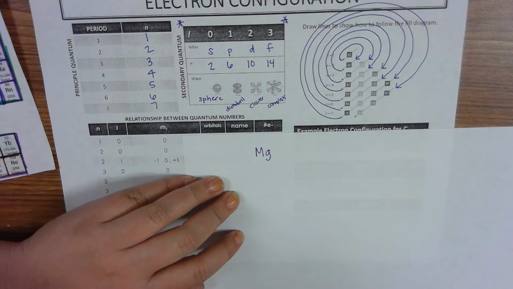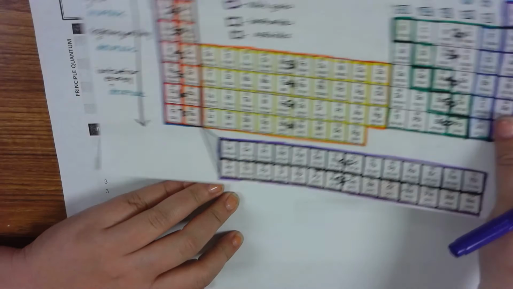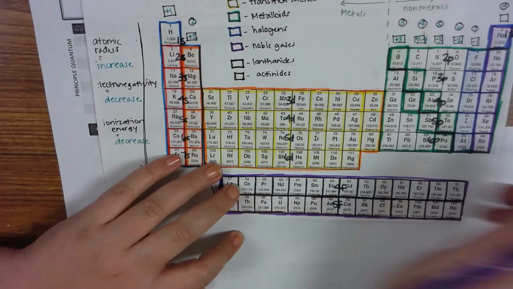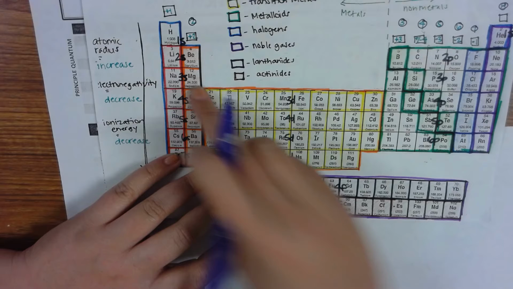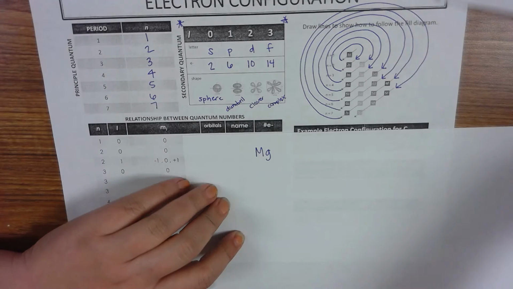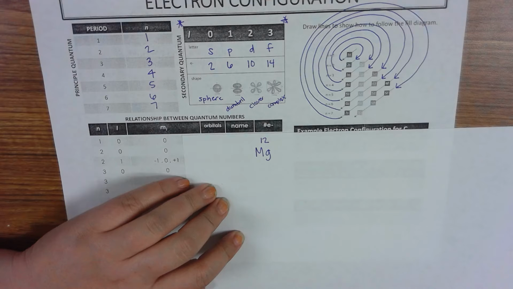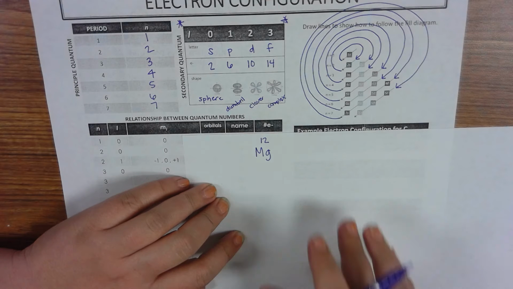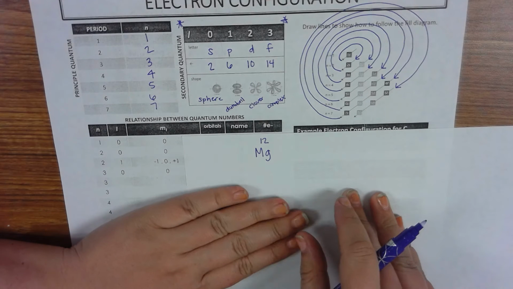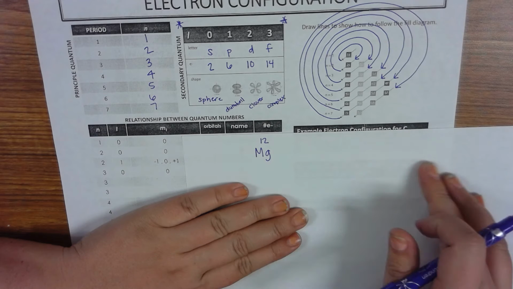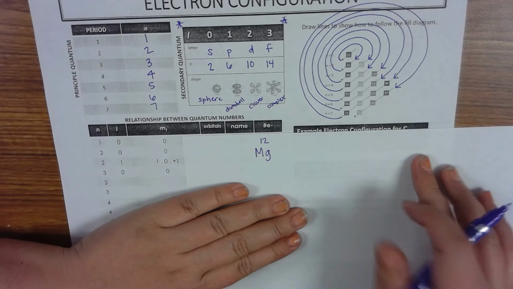If you look at your periodic table, which is right here, magnesium has an atomic number of 12. Remember that the atomic number is the number of protons, which is going to be the same number of electrons unless we're talking about an ion. So therefore, when I write my configuration, I have to put 12 electrons.